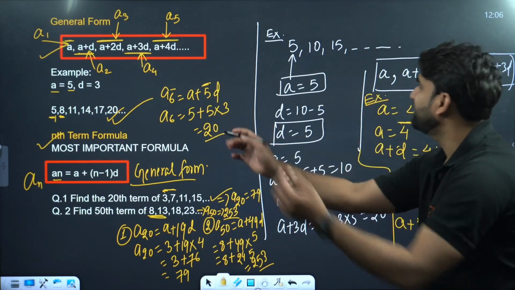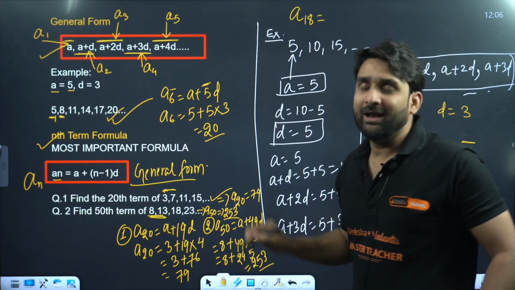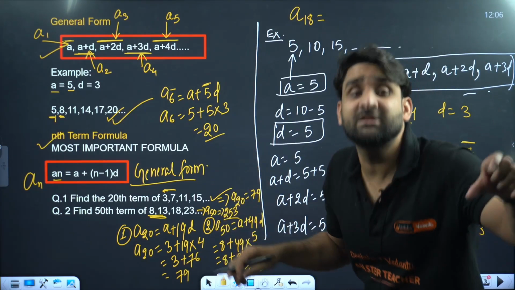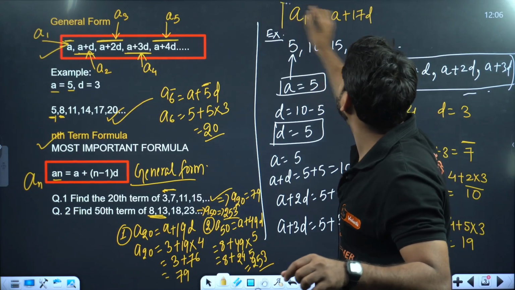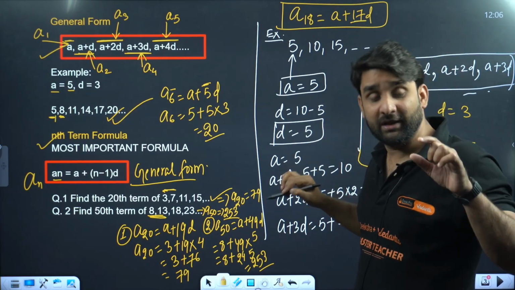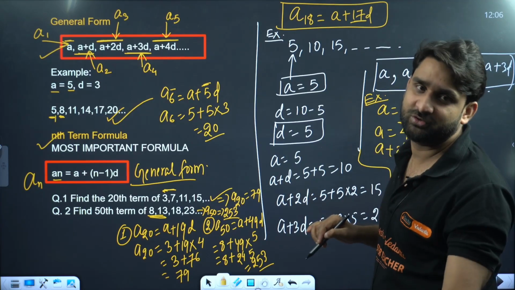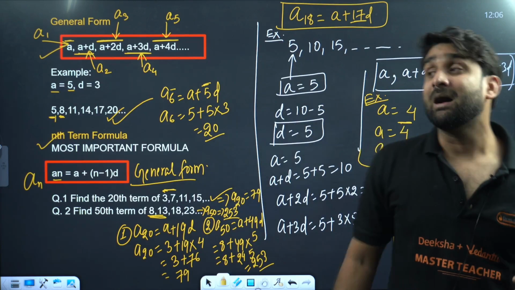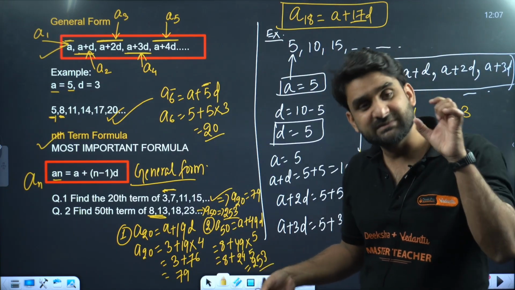Similarly, let me ask you again, if I want to calculate the 18th term of an AP, there is an AP given to you and you have to calculate its 18th term. So the formula will become A plus what? 17D. This will be the formula. So if you are finding the 18th term, you have to take D as 17, one less. According to the position of the term, the multiplier of D is one less than the position. If you are calculating the 18th term, the formula will look like A plus 17D. If you are calculating the 100th term of an AP, the formula will look like A plus 99D.